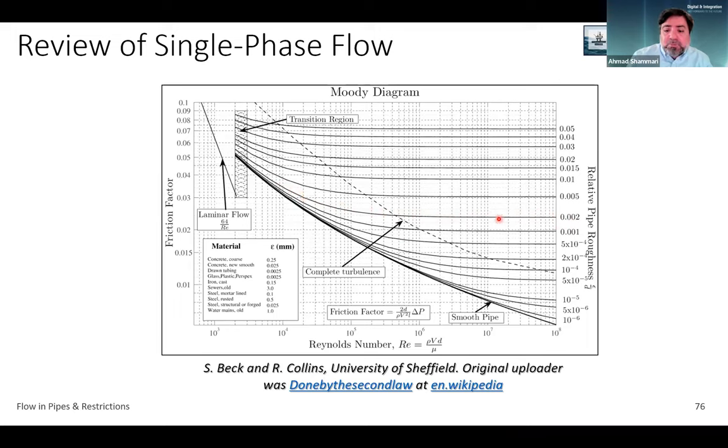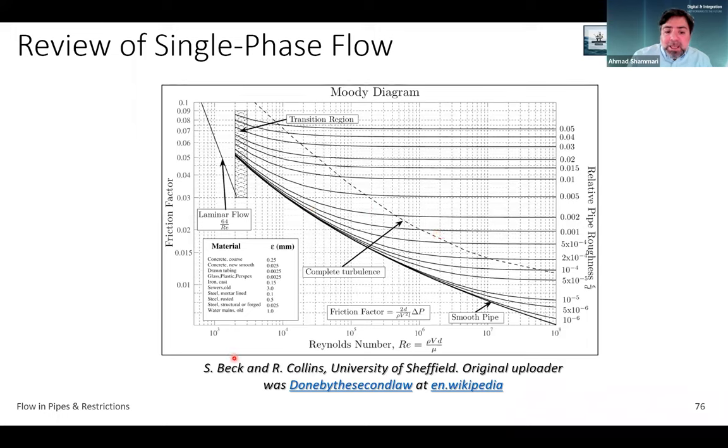Then what do I do? I calculate Reynolds number. Suppose the Reynolds number that I got is, for example, 10 to the power 6, or 1 million. Then I go here, and go straight up until I reach my 0.02 curve, and then I read the friction factor on the left right away. The friction factor is 0.025, for example, something like that. So this is how we use the Moody diagram.